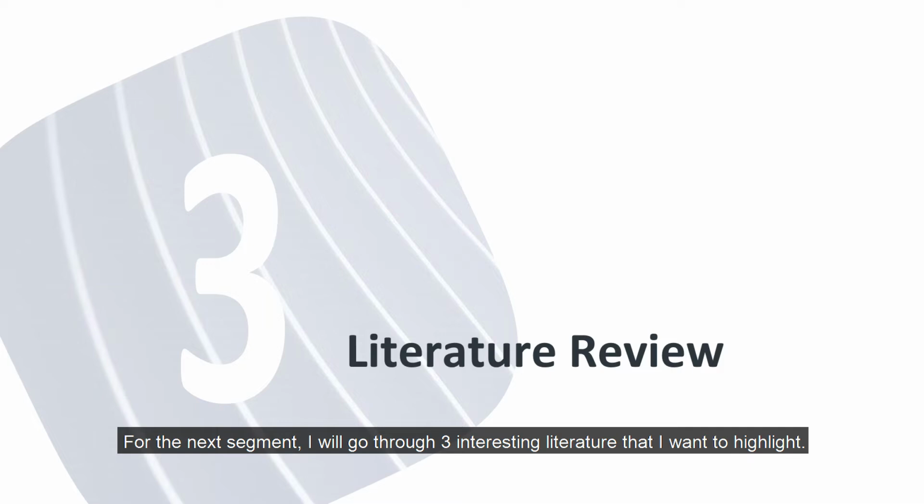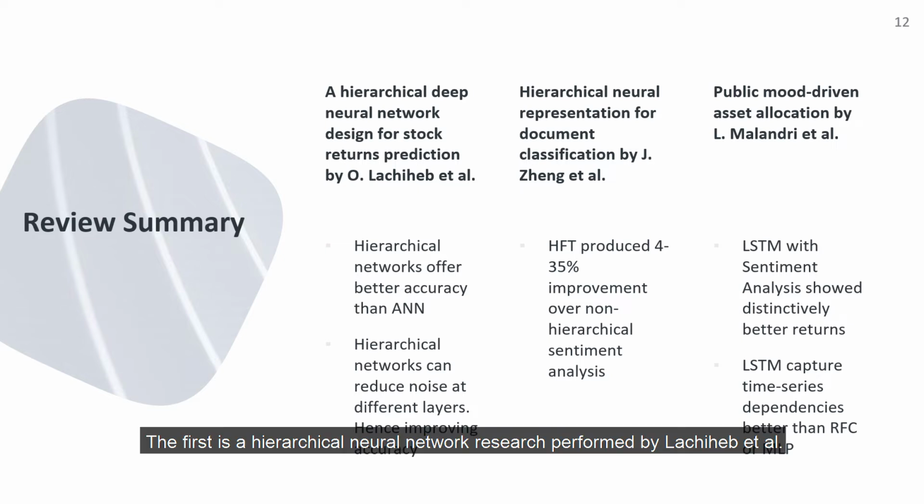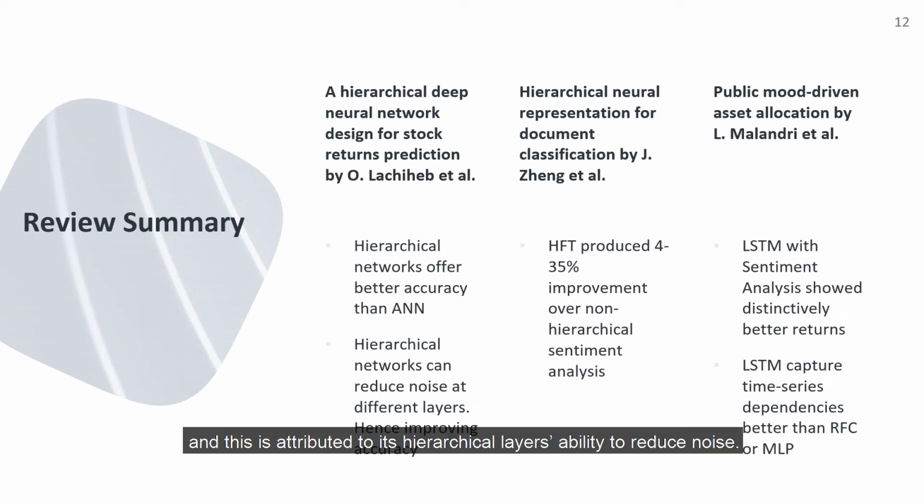For the next segment, I'll go through 3 interesting literature that I want to highlight. The first is a hierarchical neural network research performed by Lachihab et al. In this research, his team found that hierarchical networks offer better accuracy than artificial neural network, and this is attributed to its hierarchical layer's ability to reduce noise.